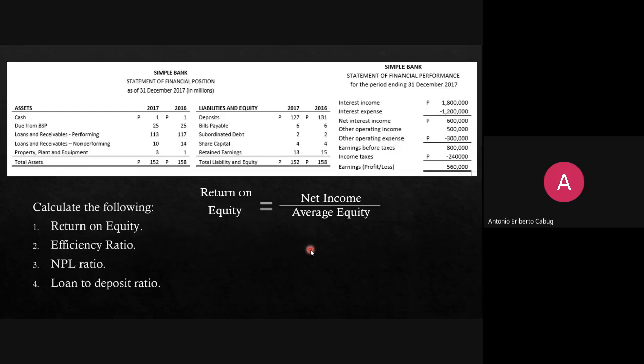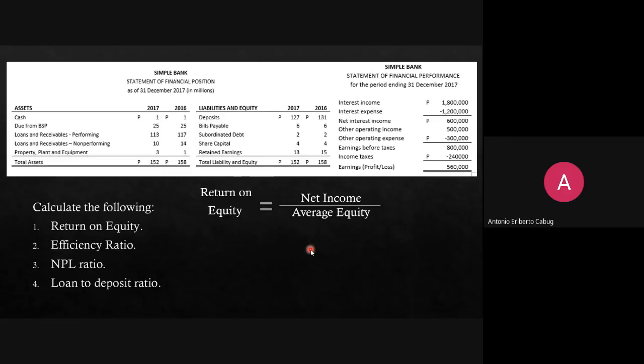But what does it mean? It tells us the profits that the bank generated as a percentage of the equity contributed by the shareholders. So how much funds of the shareholders are being invested in the bank. Return on equity is net income or profits divided by the average equity amount.